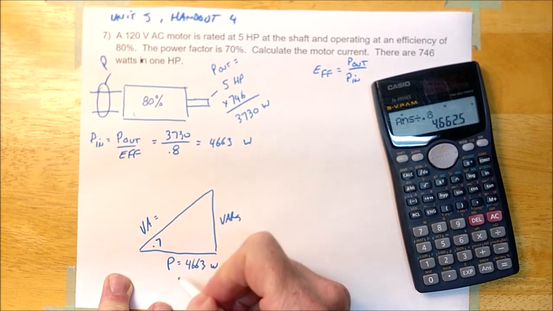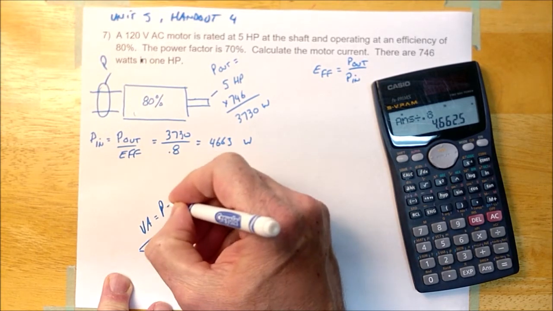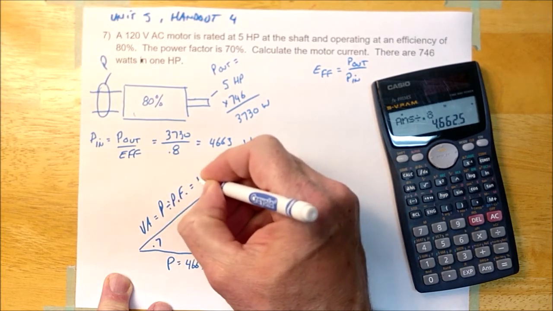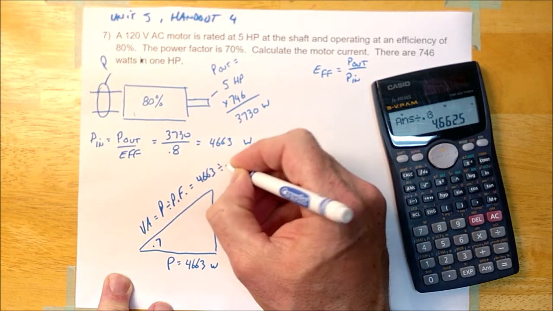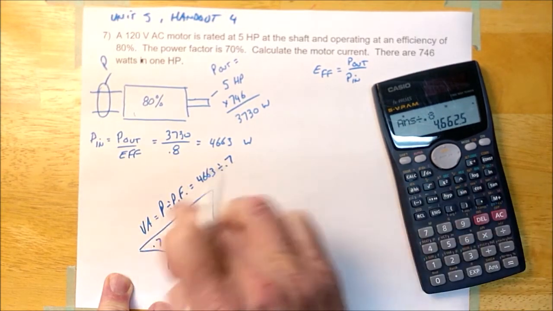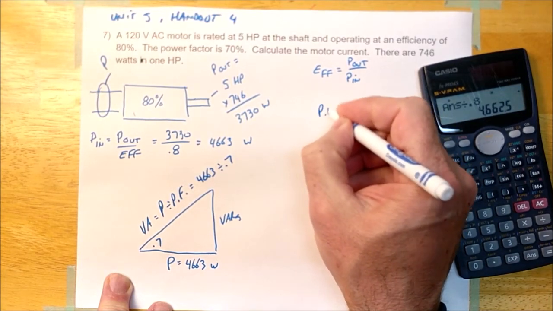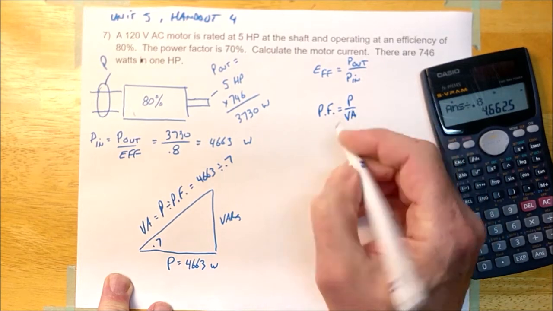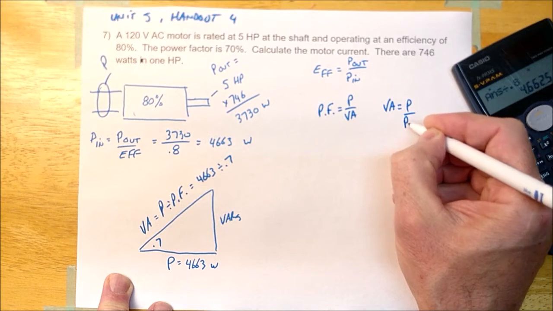Now that I do know that, I can calculate my VA. My VA is going to be my power divided by my power factor, guys. And so it is 4,663 divided by 0.7. And the reason that's true is because the power factor formula is P over VA. And if you transpose that, then the VA is equal to the P divided by the power factor.